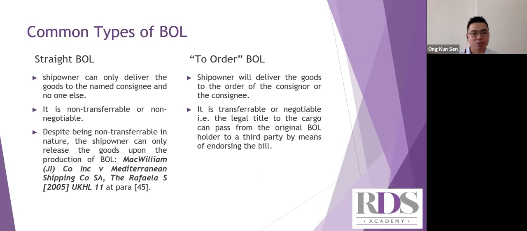Or Kuhan can even assign it to the bank, or mortgage it to the bank. Then of course the bank would come and claim the goods. So a to order BOL is negotiable, is transferable in the sense that the legal title of the goods is free to move. So it gives a bit more flexibility in the BOL. What happened in the case of Glyn Mills is the to order BOL, where the consignee assigned the BOL to the bank. But of course, the bank did not inform the ship owner. The ship owner also wasn't aware of it. So that is what happened in that case.